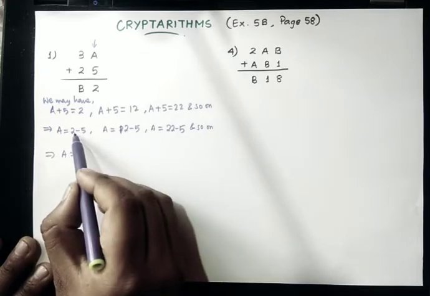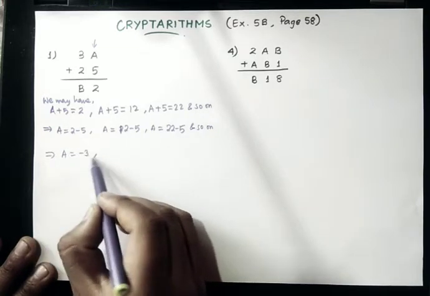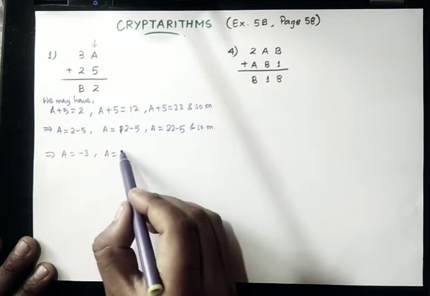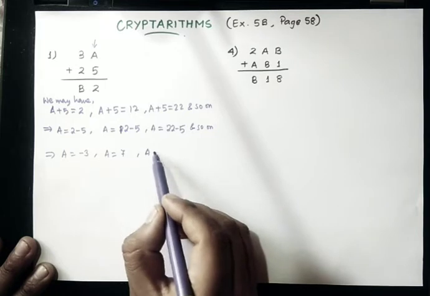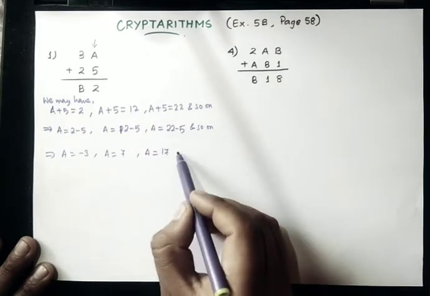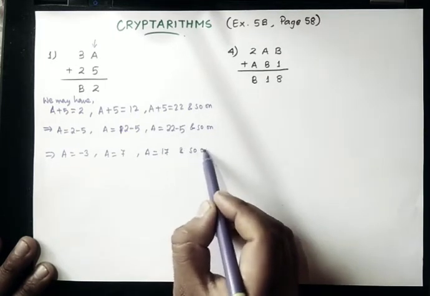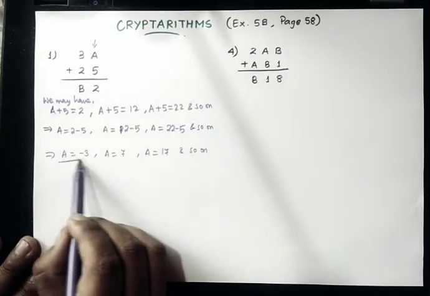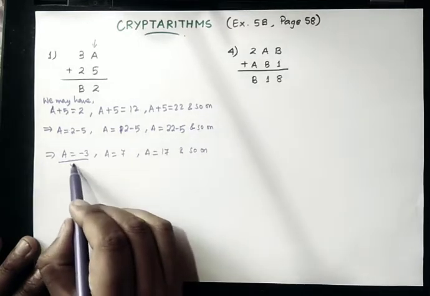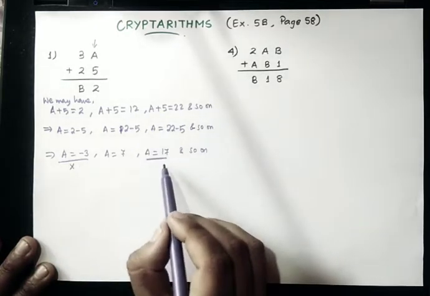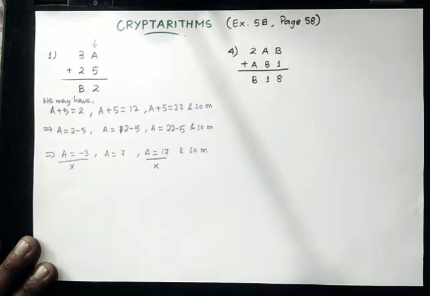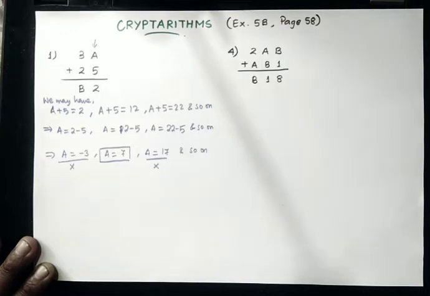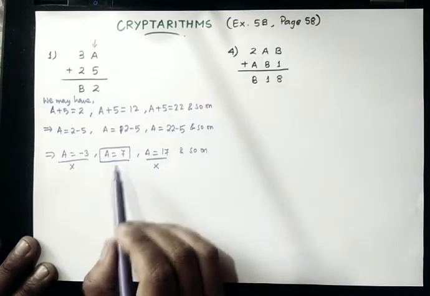From the first one, 2 minus 5 is minus 3. From here a will be 12 minus 5, that is 7. From here a will be 17 and so on. If you see carefully, a is negative here, so definitely it cannot be our answer. Here a is a 2-digit number, so it cannot be our answer either. So the answer is 7 for me. The value of a is 7.